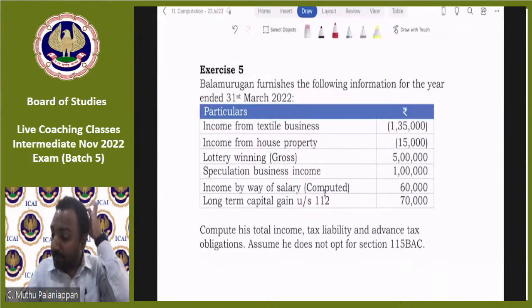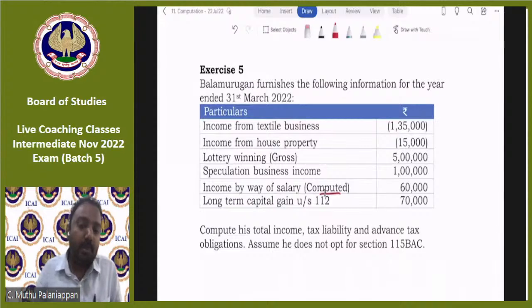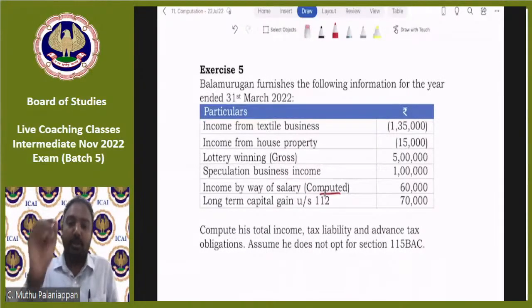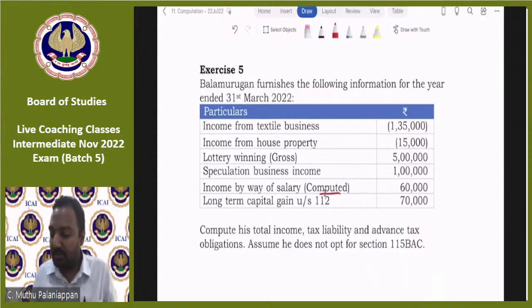Please remember the word computed. Whenever you're reading this problem, the word computed is important, because if the word computed is not there, you are supposed to provide standard deduction. Same way for house property, if the word computed is not there, you are supposed to provide standard deduction. So income by way of salary, 60,000 is computed, and long-term capital gain is 70,000. Compute the tax liability. I'll do it here itself.